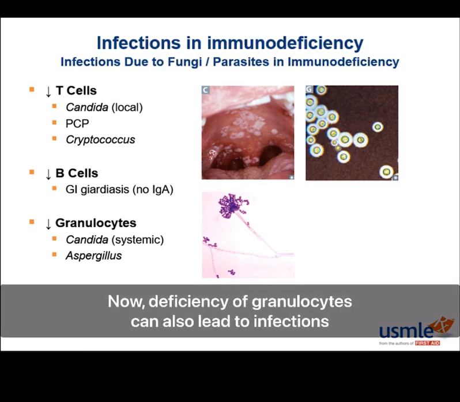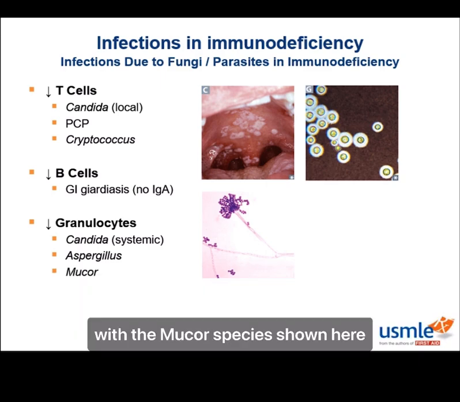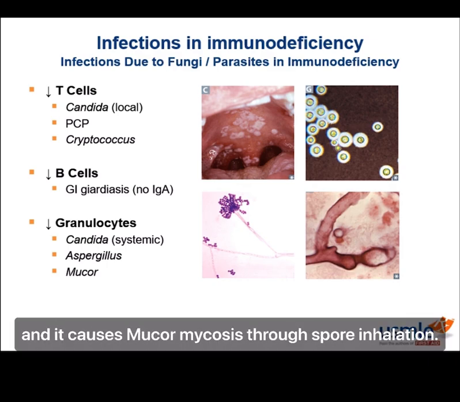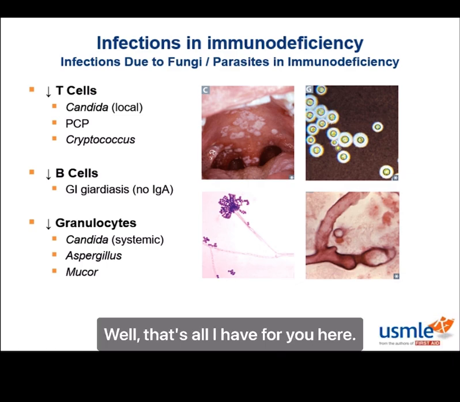Now, deficiency of granulocytes can also lead to infections with the mucor species shown here, with its irregular, broad, non-septate branching, and it causes mucormycosis through spore inhalation. Well, that's all I have for you here.